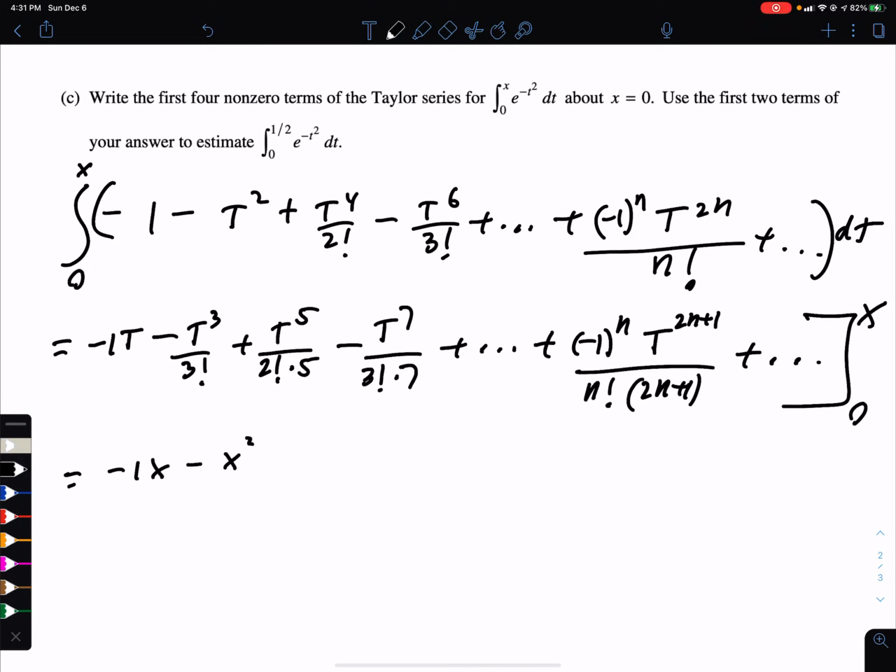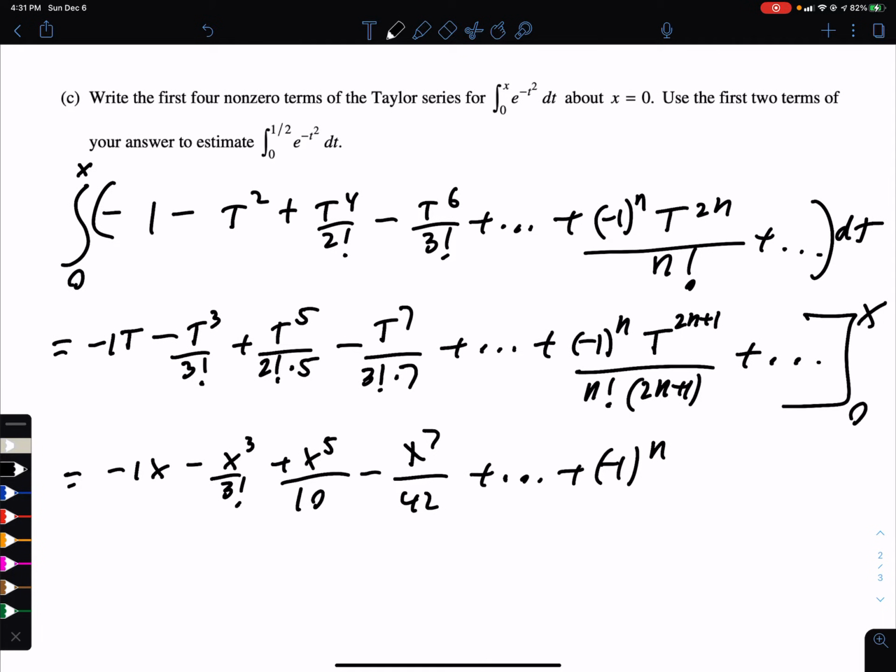So we get x minus x cubed over 3 factorial, plus x to the 5th over 10, minus x to the 7th over 42, dot, dot, dot, and the general term x to the 2n plus 1 over n factorial times 2n plus 1, dot, dot, dot. Done. How many terms did it ask for? Oh, it only wanted the first 4. I didn't need my general term. Oh well.